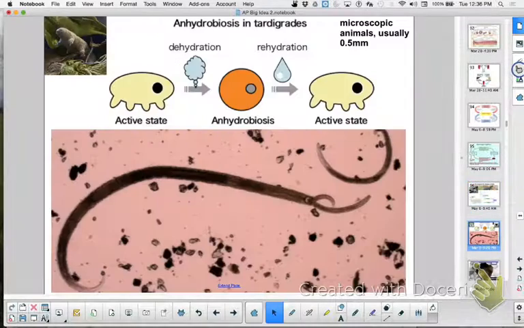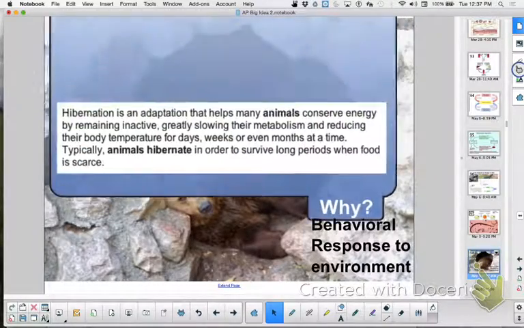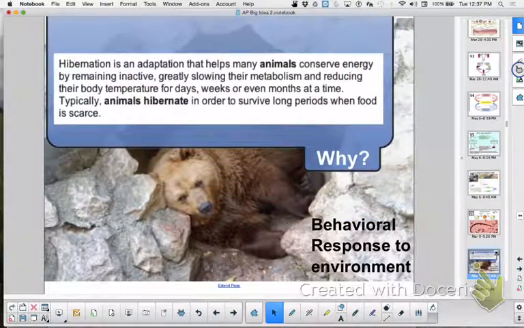We looked at an example here where if you don't have enough water in your environment, an adaptation is to allow the water to leave your body and just condense and wait till the conditions are better and then rehydrate. There's some worms that can do that. Behavioral responses to an environment would be like a bear, and what do bears do? Hibernate, yeah. So why do they hibernate? Go ahead, whoever's turn it is, talk about hibernation.